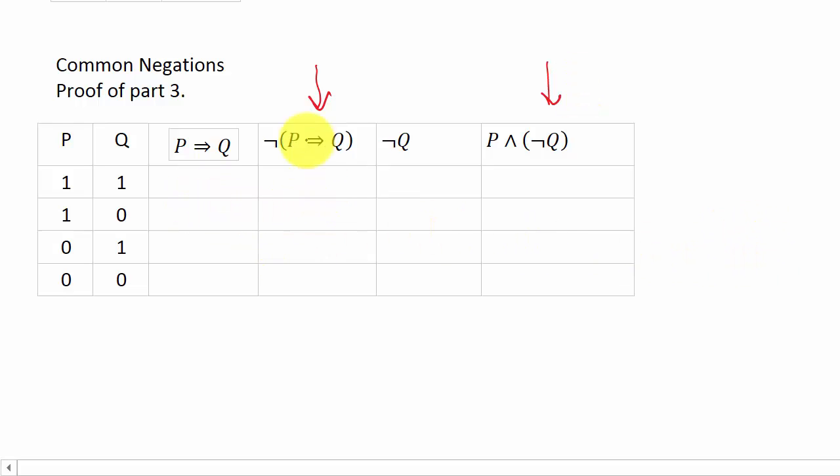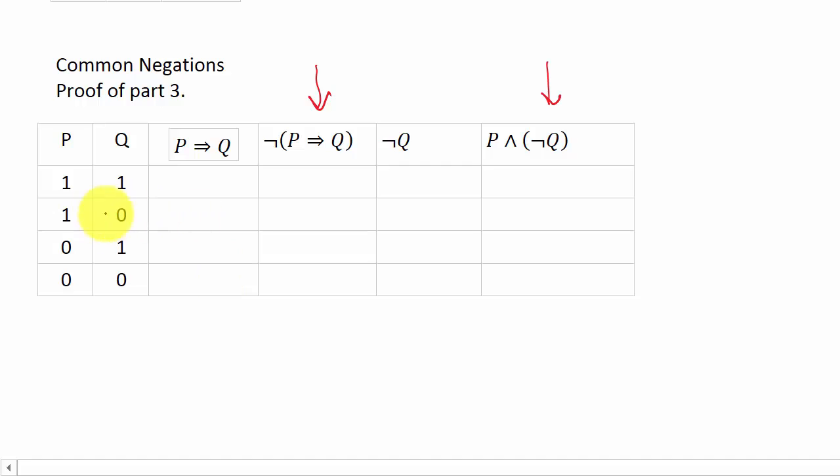Alright, so before we do that, we have to do the negation of P implies Q. So first we need to get P implies Q. We need to get the truth values here. And then for this one, P and not Q, well, we have the values of P right here. And for not Q, well, we need that column. So that's going to be not Q.